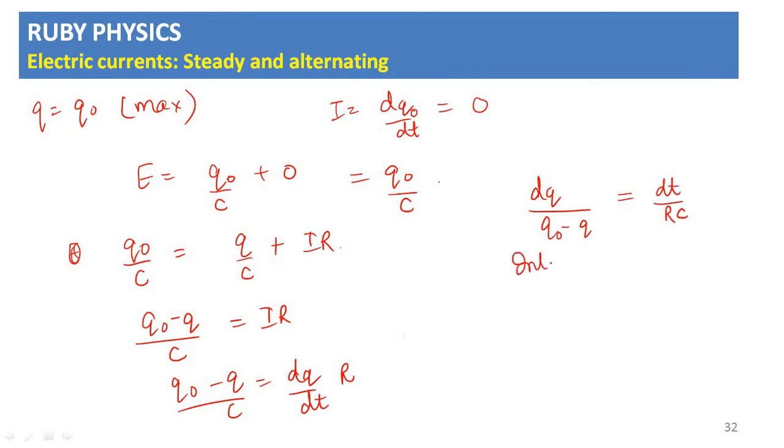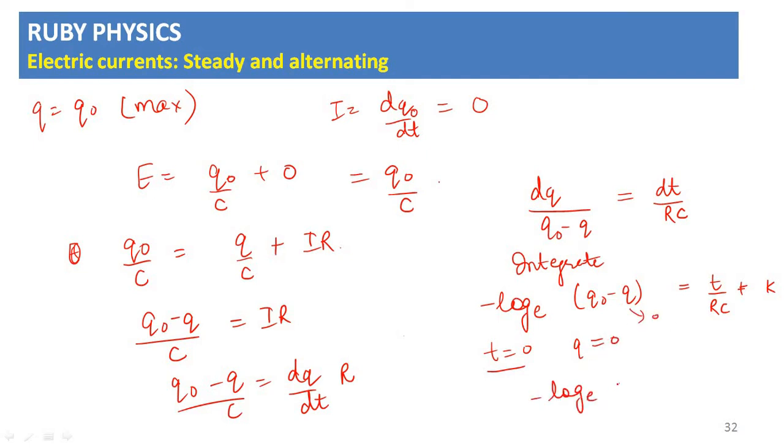If we integrate this equation on both sides, we get log base e of Q naught minus Q is equal to T upon RC plus K. From this, a minus sign will also come here. If at T equal to 0 the charge is also 0, then we can write minus log base e Q naught is equal to K, because the T term is 0. So we got the value of K is equal to minus log base e Q naught.